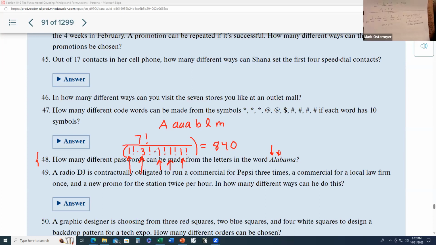Now, the 1 factorials are all nothing but factors of 1. So technically, you can just compute this as 7 factorial divided by 3 factorial. And what's 7 factorial over 3 factorial? That's going to give you 840. So there's 840 unique passwords you can form from the word Alabama. Anybody compute that?